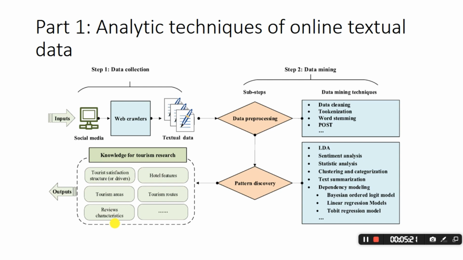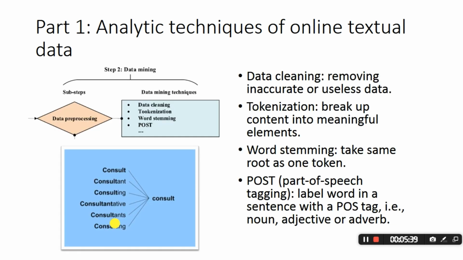The second step is data mining, which includes two sub-steps: data pre-processing and pattern discovery. And the final step is to match the analyzed results with your research purpose. In data pre-processing, different techniques were adopted for different research purposes. And the popular operations are data cleaning, tokenization, word stemming, and part of speech tagging.